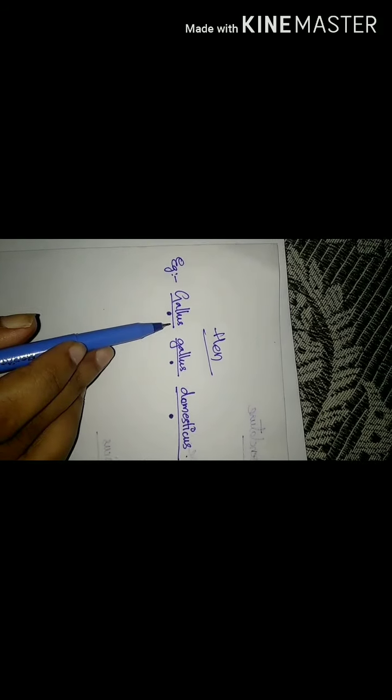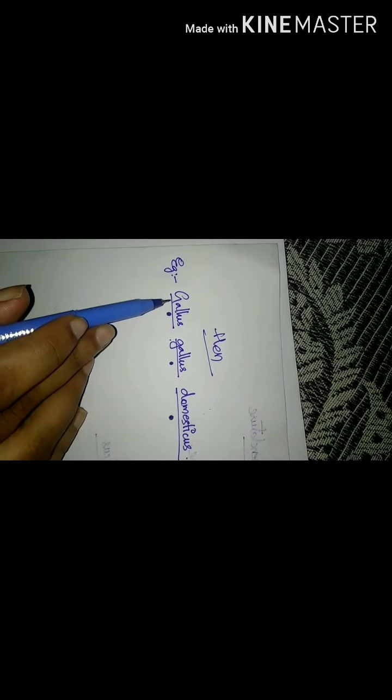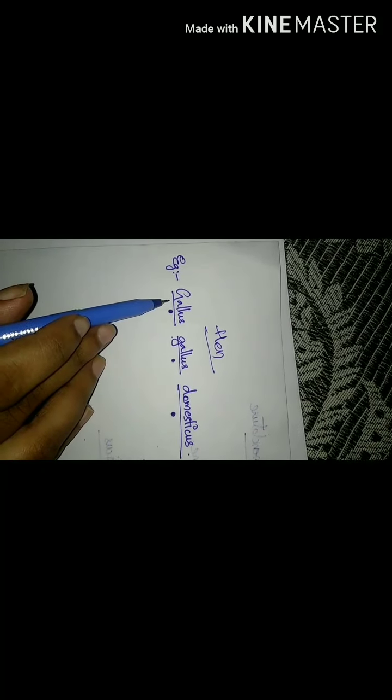As we said before, we have to underline these three parts separately, and the first letter of the genus name should be in capital letters. All others should be in small letters, with a space in between. These are the common rules that we have to follow. One extra point here is that it has an extra name, which is called the subspecies name.